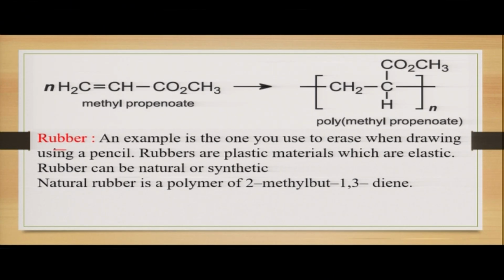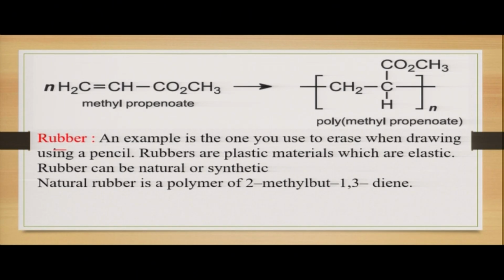Rubber is another example of addition polymers. We have artificial rubber and natural rubber. An example is the one you use to erase a drawing made with a pencil. That is very common. When you are using a pencil and you want to rub, or you look at the soles of shoes and the rubber tires, they are made of rubber. The car tires, sorry. Rubbers are plastic materials which are elastic, and they can be natural or synthetic.